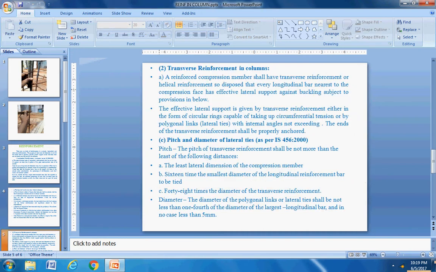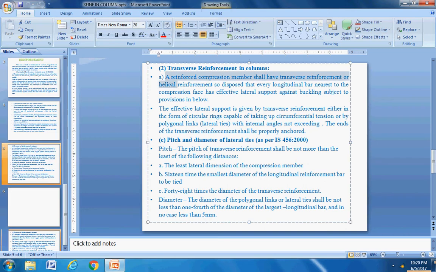Then transverse reinforcement. Transverse reinforcement is in the form of lateral ties, circular ring or helical reinforcement. This transverse reinforcement prevents the buckling of the longitudinal reinforcement when it is loaded. Here, the pitch and diameter of the lateral ties. First we calculate the diameter of the lateral ties. The diameter of the lateral ties should be the greater of two values.